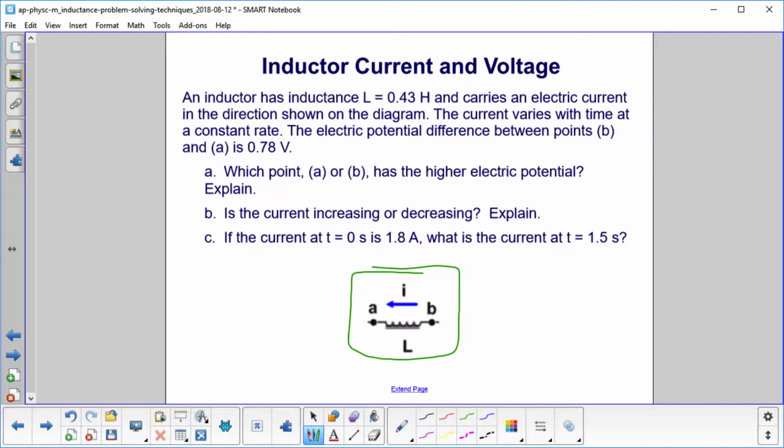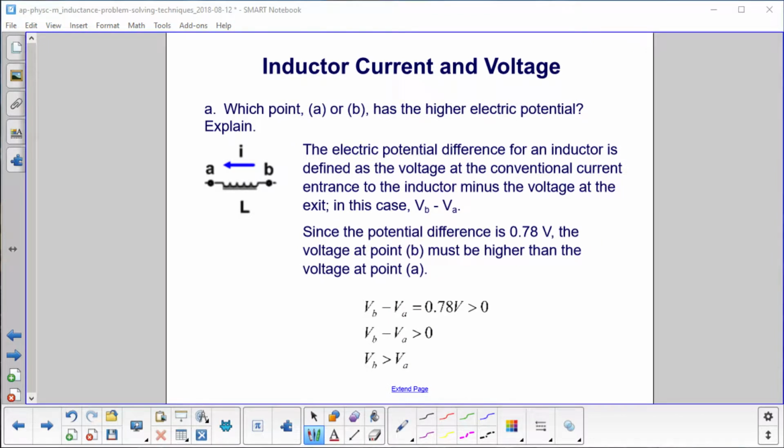Is the current increasing or decreasing? Please explain. And if the current at time equals 0 is 1.8 amps, what is the current at t equals 1.5 seconds? Which point, A or B, has the higher electric potential?